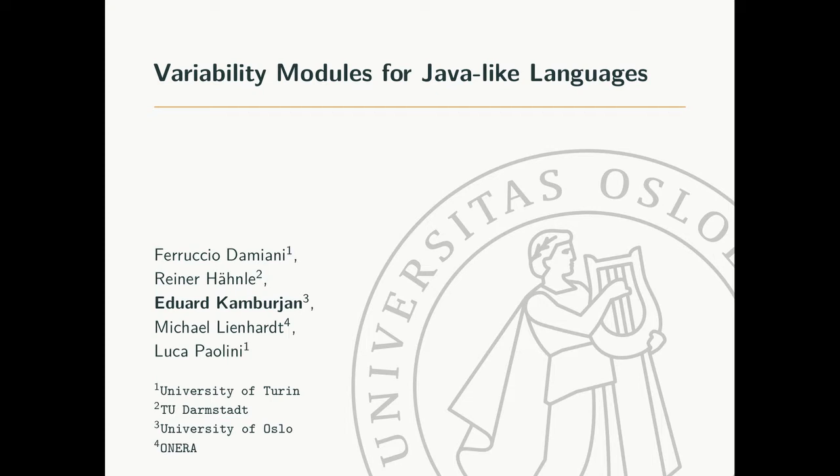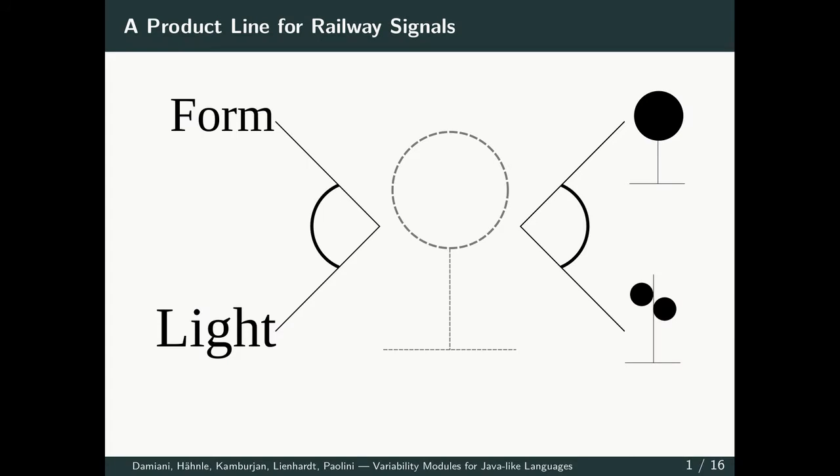The problem we're concerned with in this work is how to handle multiple variants of one product line in a bigger overall system. As an example, let's look at railway systems. In railways you have signals which are standing on the side of the road, and you can have a simple variability model for them.